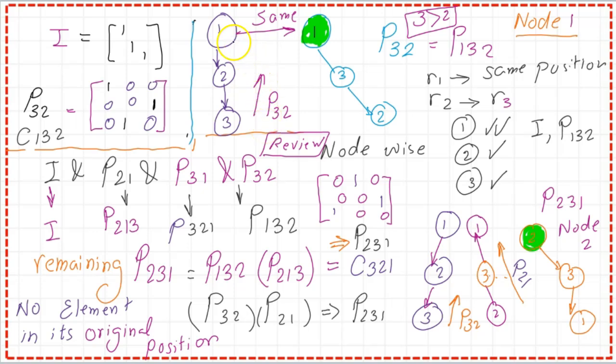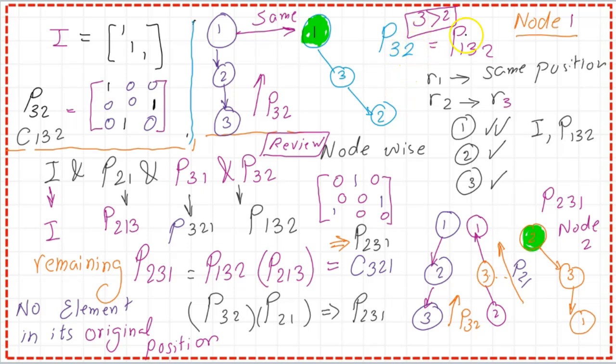We'll find out that row 1 remains the same, the second node will be 3, and the last node will be 2 because we made a swap from 3 to 2. So we could say that P32 can be expressed as P132.